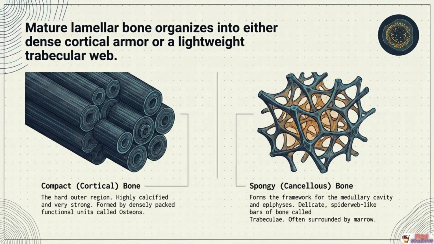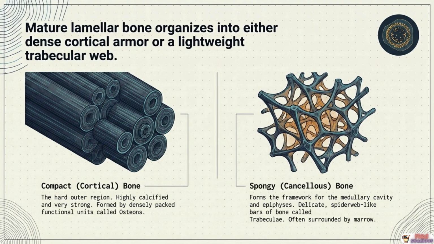Mature lamellar bone does not exist in just one architectural form. It organizes itself into two very different macroscopic expressions, each perfectly engineered for a specific mechanical role within the skeleton. The first is compact bone, also called cortical bone. This is the dense, highly calcified, solid outer shell of bone, the hard, smooth, white material visible on the outer surface of any dry bone specimen.